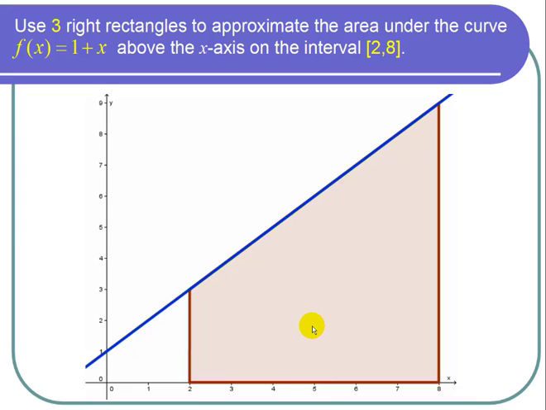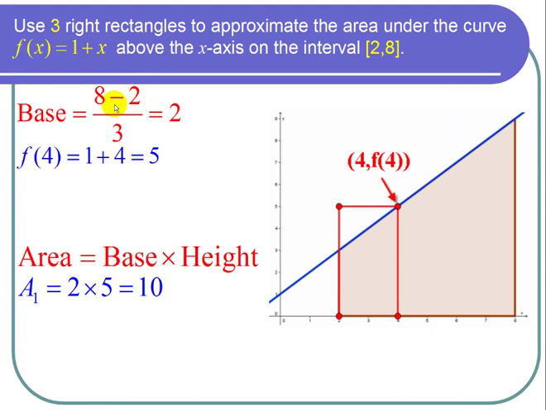So now I'm going to draw some rectangles, and notice that because we're going from 2 to 8, that's a length of 6. And if we're going to have 3 right rectangles, each rectangle will have width 6 divided by 3, or 2. So in other words, 8 minus 2 divided by 3 is equal to 2, and that's going to be the width. So we're going to start at 2 and go to 4.